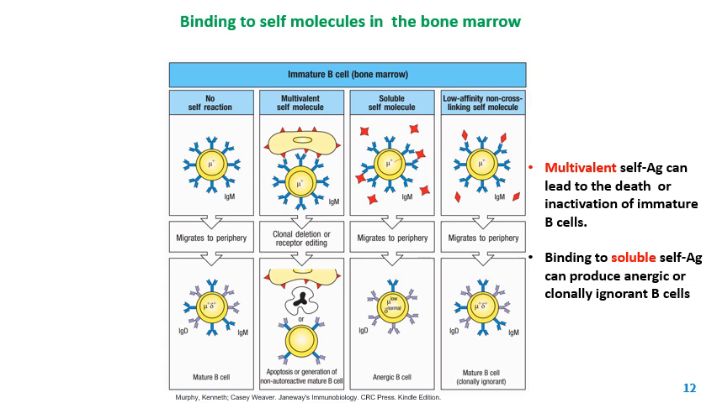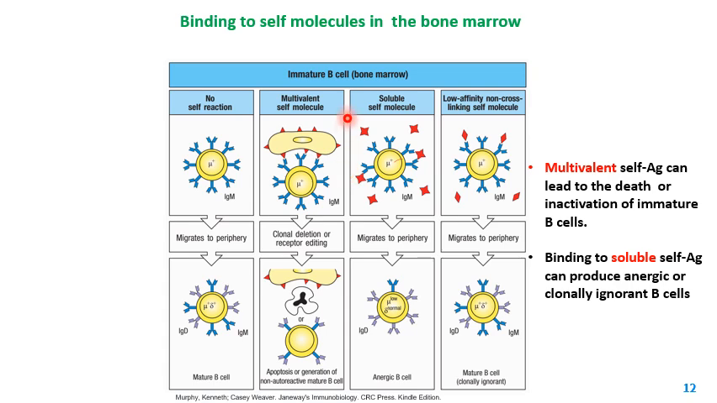All right, so what's happening here in the bone marrow? When you have your multivalent type of self-antigen, most of the time your B cell is going to be eliminated, but sometimes the cell can undergo receptor editing and then be tested again, okay?